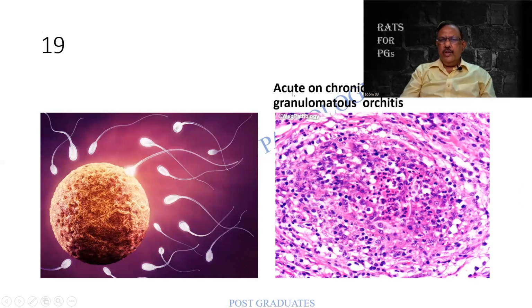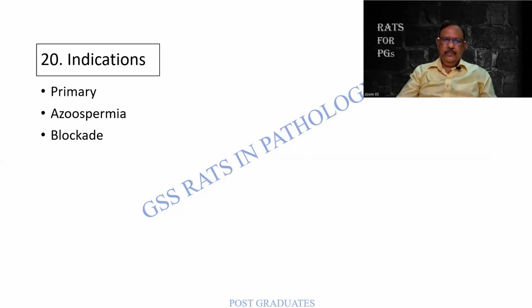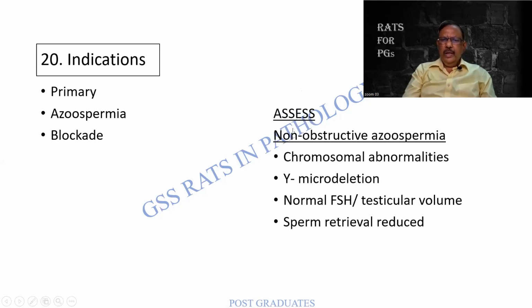Also, when we study histologically, there are certain other things which we will have to look into. There can be acute on chronic granulomatous orchitis. When I say granulomatous orchitis, you people will have to recall various conditions. It can be tuberculosis, or it can be mumps, or it can be leprosy. The indication for the biopsy we have already seen. I will not be repeating it.